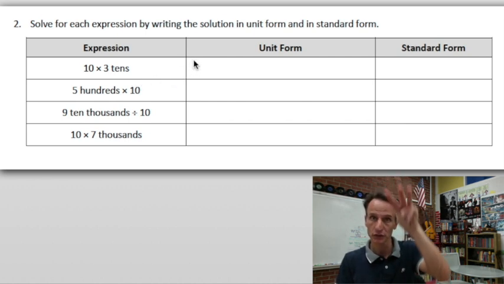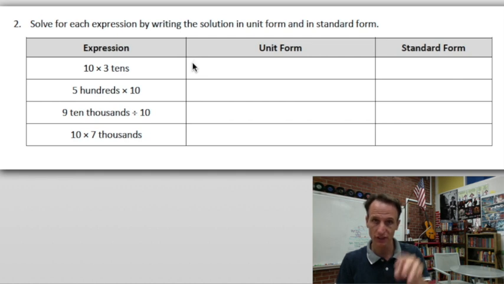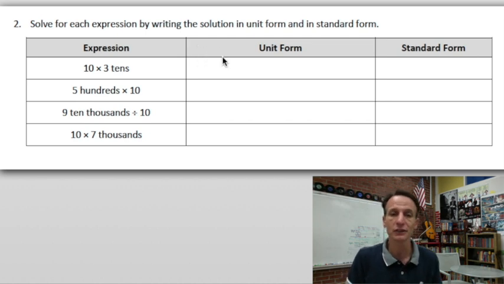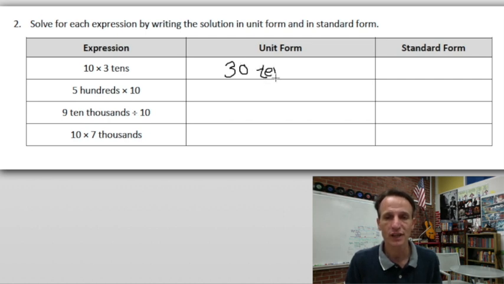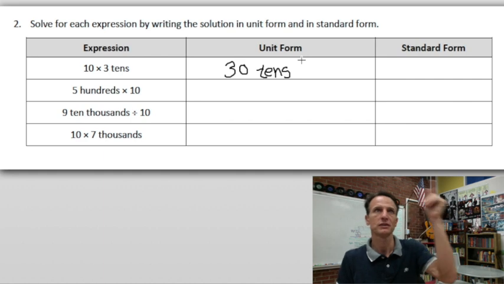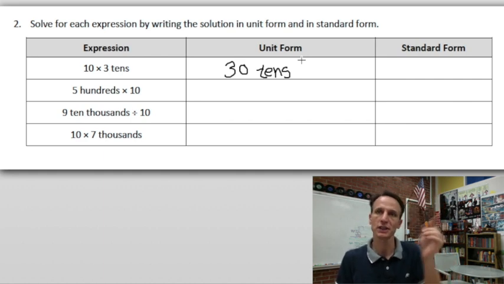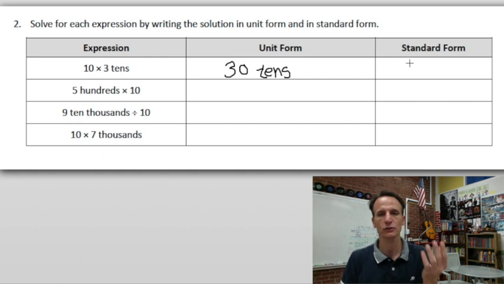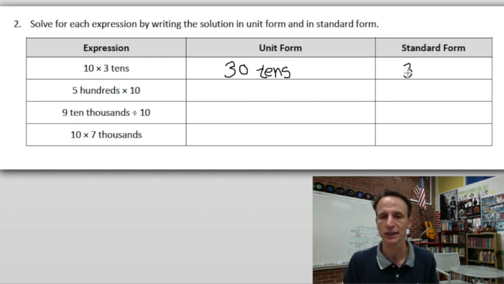3 tens, I would draw all those discs underneath, so I had 10, 20, 30 tens. So that's the unit form. I would have 30 tens. Now, if you had 30 tens, and like we did in 1A back there, you bundled those up, 1, 2, 3 in the hundreds place. So that's 300, isn't it? And we'd write that in standard form, which means just as a regular old number, as 300.